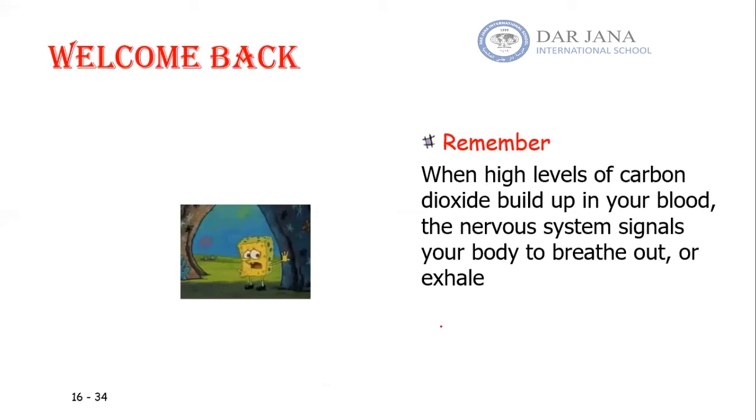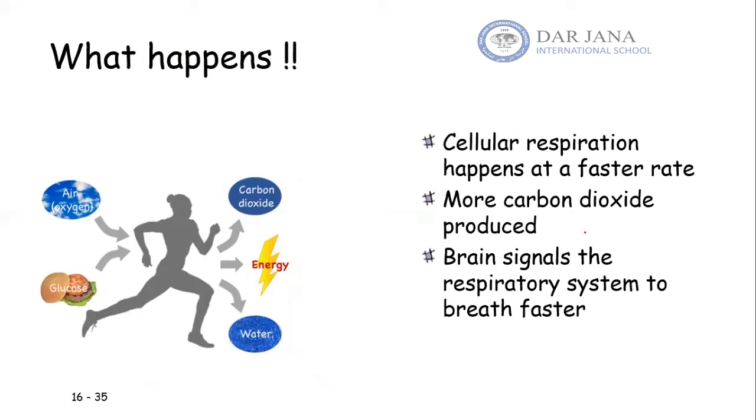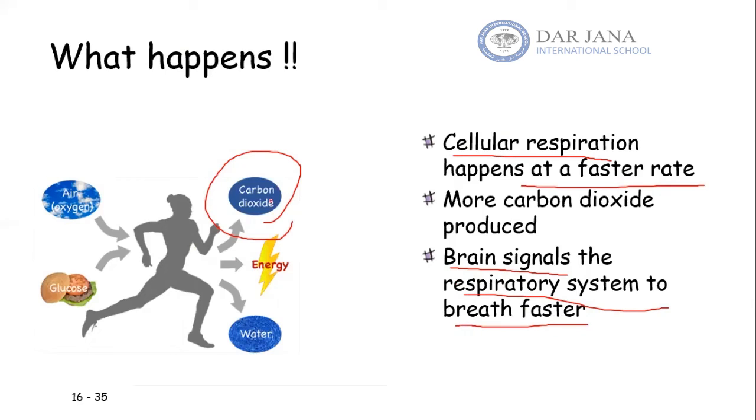Okay. Now, remember what we said before, that as the level of carbon dioxide increases in the blood, the nervous system is going to signal the body to breathe out faster. So, what happens when you exercise? When you exercise, your muscles are contracting faster, right? So that's why cellular respiration will happen at a faster rate. This means that more carbon dioxide is produced at a higher rate, and the blood is taking this carbon dioxide. Therefore, your brain is going to signal the respiratory system, the lungs, to inhale and exhale at a faster rate in order to get rid of the carbon dioxide, at the same time to provide these cells with oxygen.